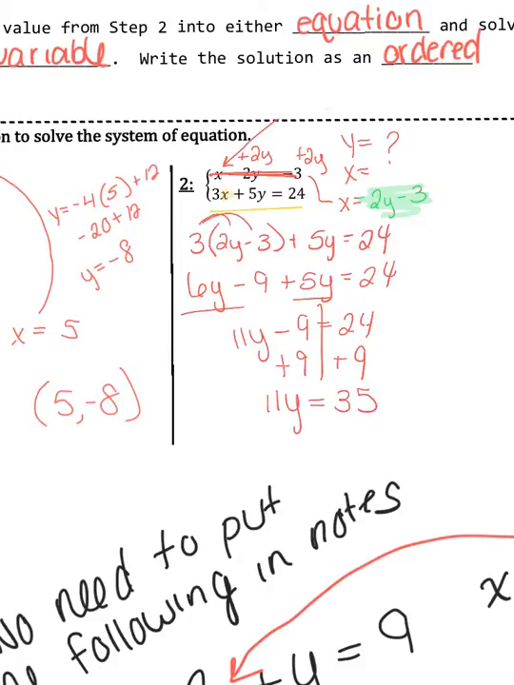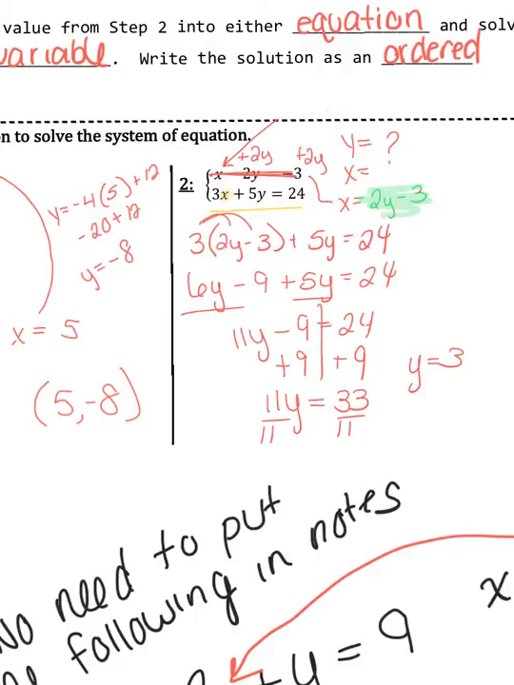I feel like I made a mistake here. Oh, that's because it's not 35. Just kidding. It's 33. So 33, and then I can divide by 11, and y is equal to 3.